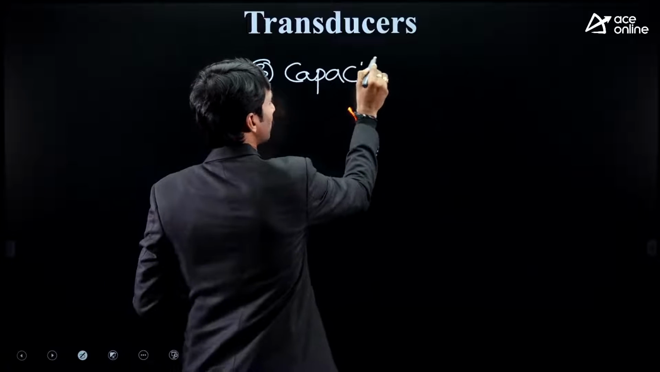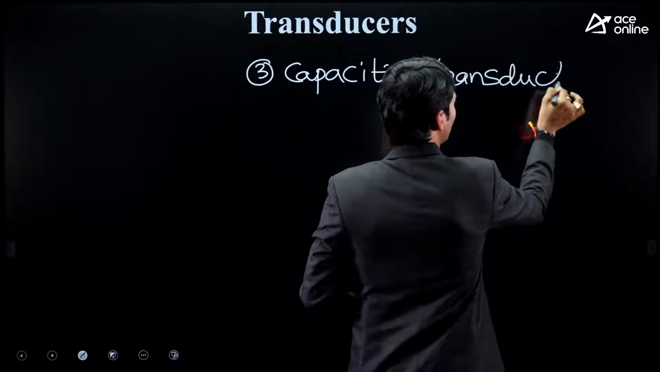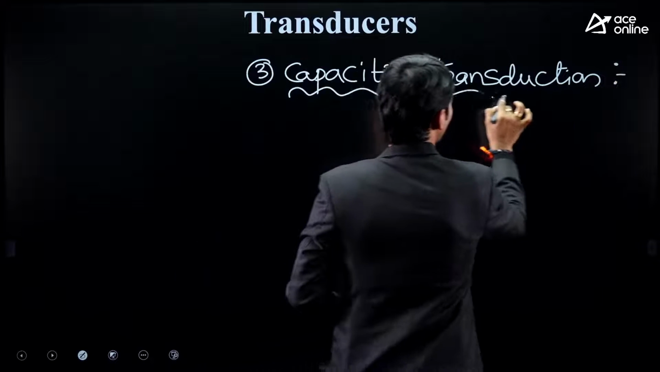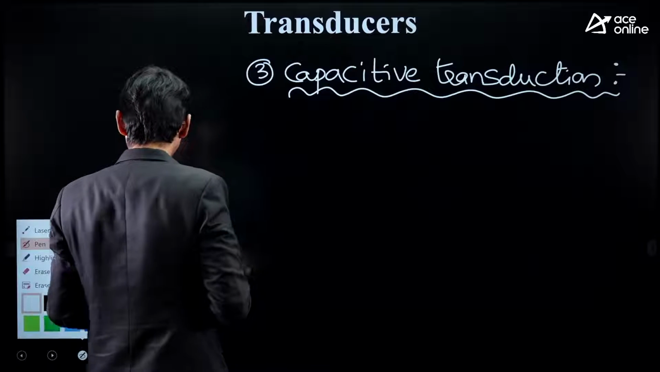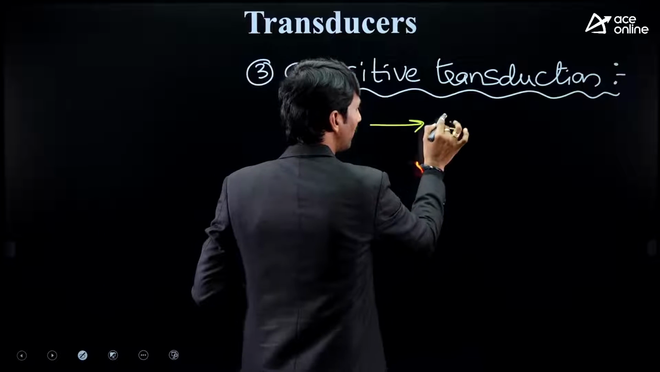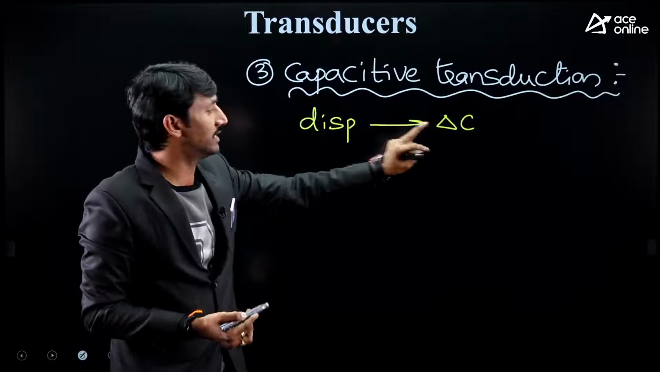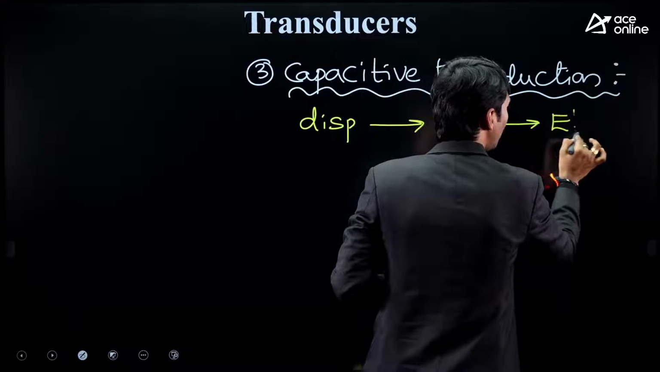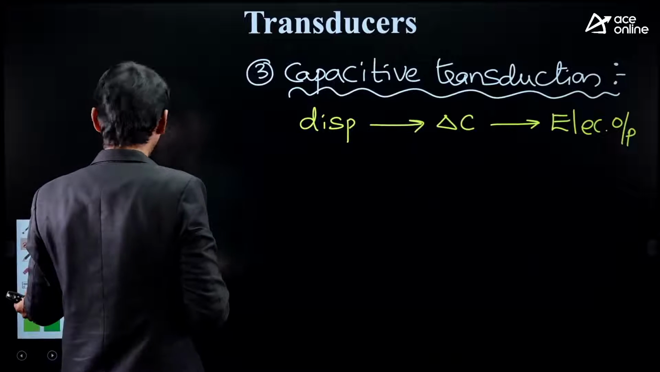Next. Third one is capacitive transduction. What is this capacitive transduction? Very, very simple again. Suppose I'm taking displacement. If you keep on applying the displacement, based on the change in displacement, change in capacitance occurs. Based on this change in capacitance, obviously corresponding electrical output will be there. Right, next, piezoelectric.